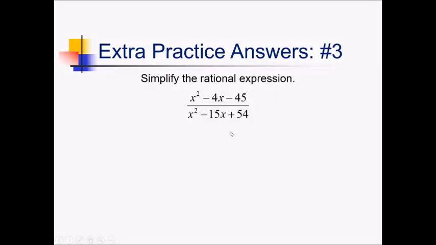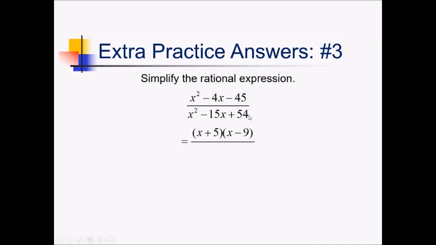To simplify this expression, let me make sure there's no common factors, and let me start that by actually factoring to see what the factors are. So in the numerator now, I need factors of negative 45 that add up to negative 4. So 1 and 45 doesn't work, 3 and 15 is no good. 5 and 9 would work if I had positive 5 and negative 9. So x plus 5, x minus 9. All right, 1 down, 1 to go.